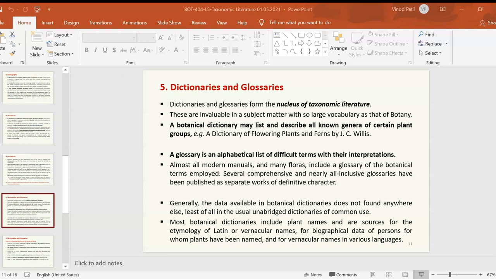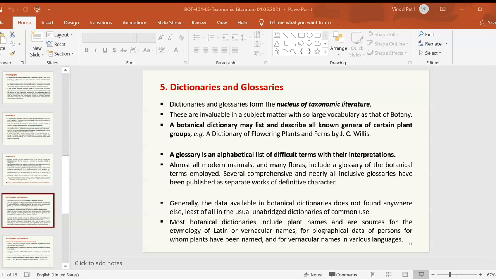Several comprehensive and nearly all-inclusive glossaries have been published as separate works of definitive character. Generally, the data available in botanical dictionaries is not found anywhere else. We cannot find many terms in our commonly used dictionaries, though it may be the Oxford one. We cannot locate the word of botany in the Oxford dictionary too.